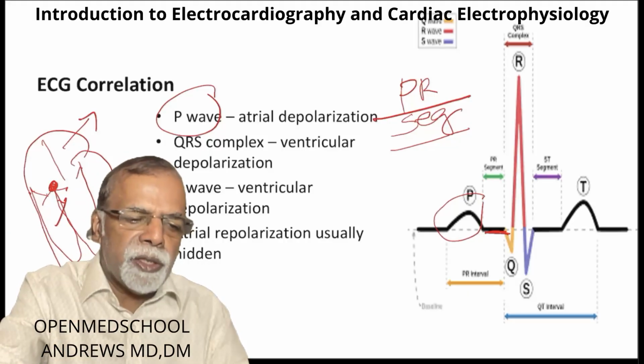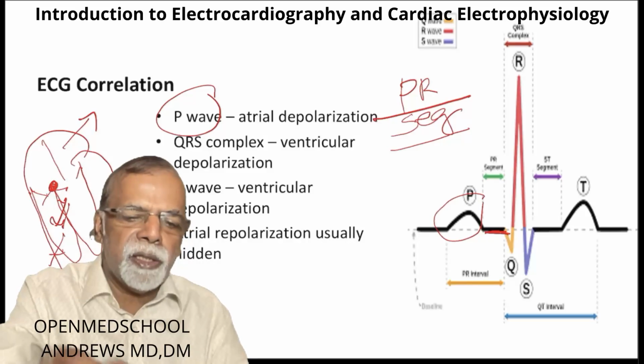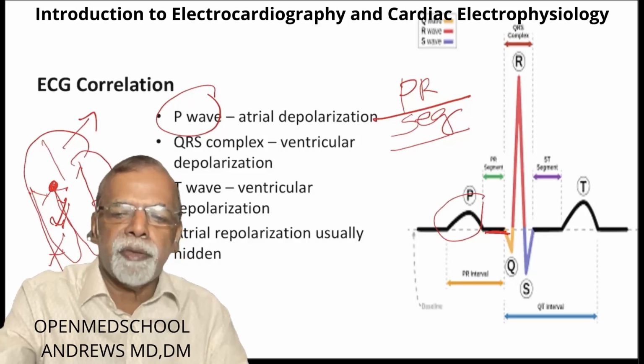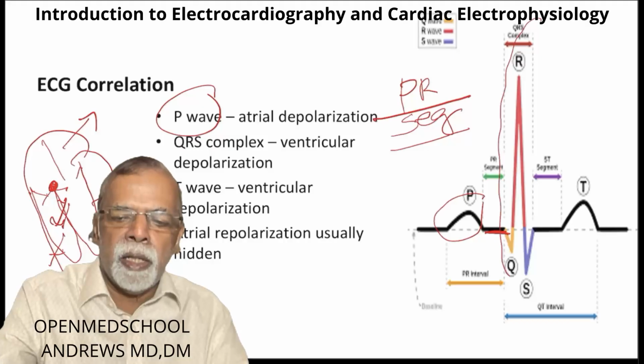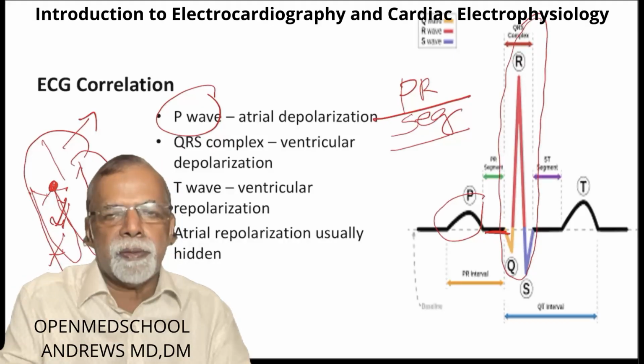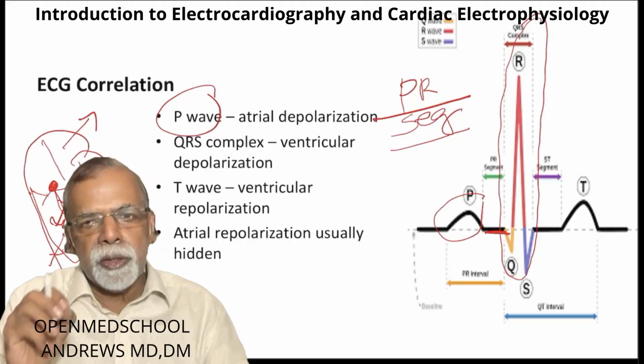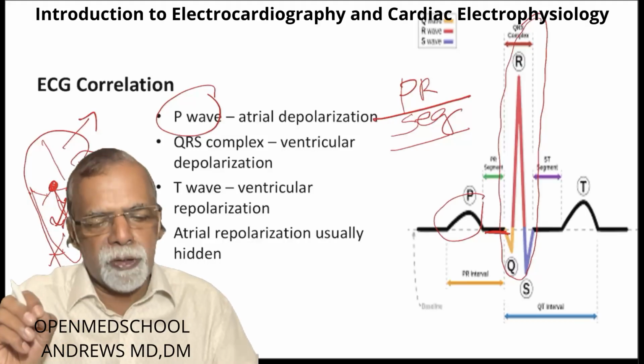Then comes the depolarization of the ventricles. The septum is depolarized, then the ventricles are depolarized. This leads to a huge electrical activity that is recorded as the QRS complex. Even if there is no Q wave, the nomenclature is still the QRS complex.